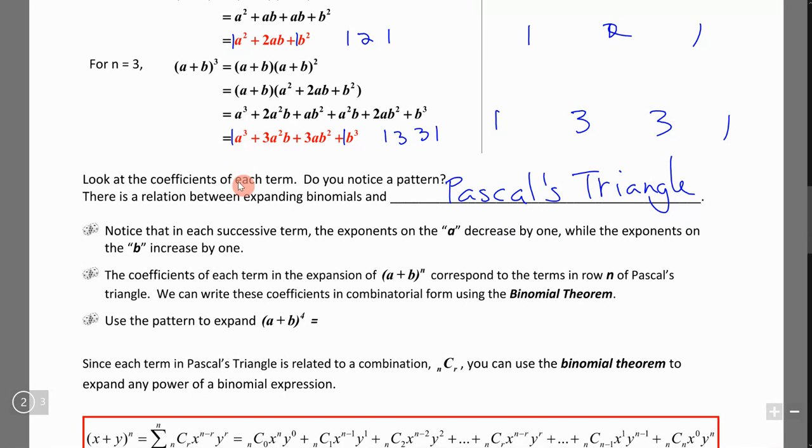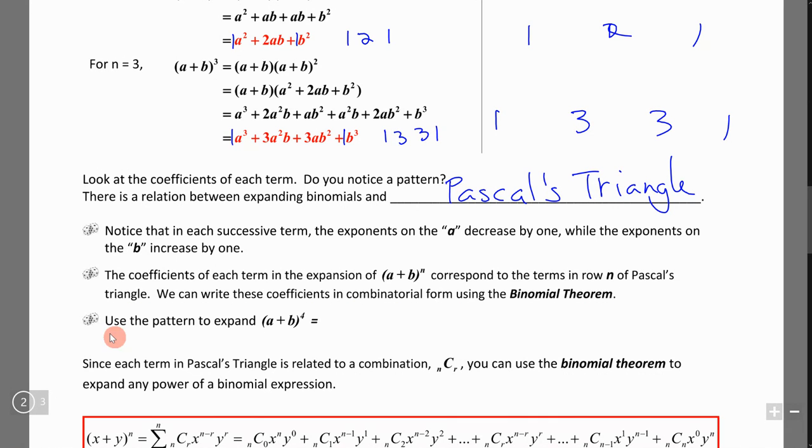Notice that in each successive term, the exponents on the a decrease by 1, while the exponents on the b increase by 1. Even here, a cubed, then a squared, then a, and then no a. Here I have b cubed going backwards to b squared, then b, and then no b. So the coefficients of each term in the expansion correspond to the terms in row n of Pascal's triangle. We can write these coefficients in combinatorial form using the binomial theorem.